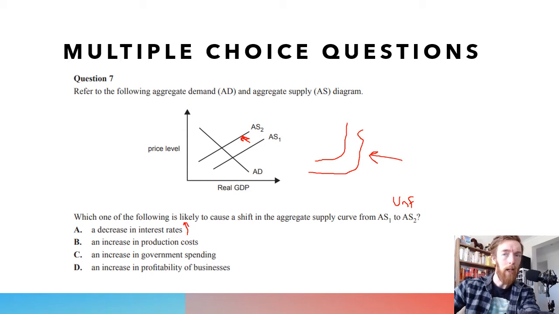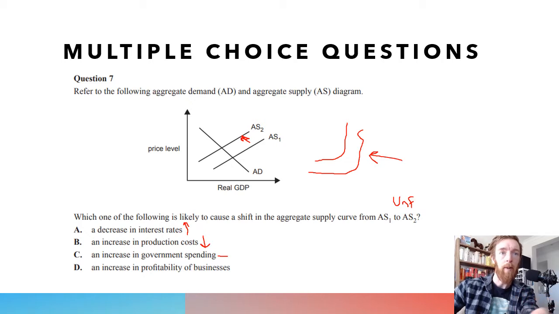An increase in production costs, well, that's bad. It's going to decrease aggregate supply. So we're already starting to think that's the right answer, but we better check the rest, because VCAA are jerks. They might try and trick us up with a more correct answer. Unlikely in this case. But an increase in government spending, well, that's aggregate demand side. That's irrelevant to this, so we can rule that out.